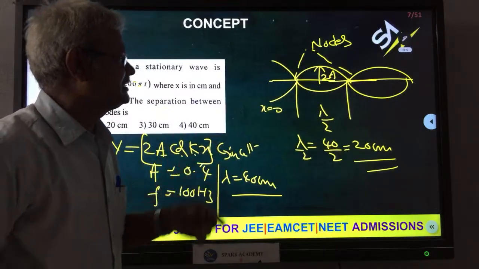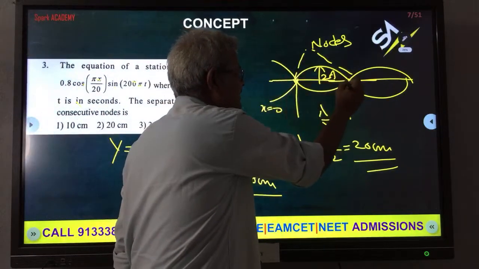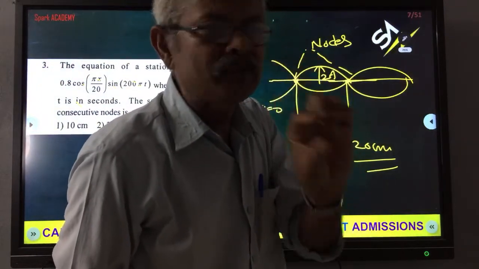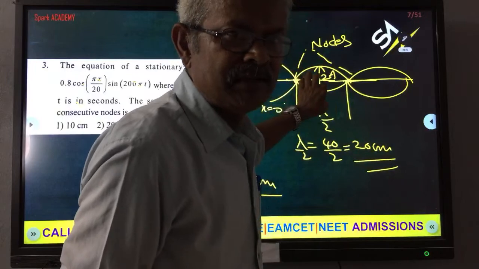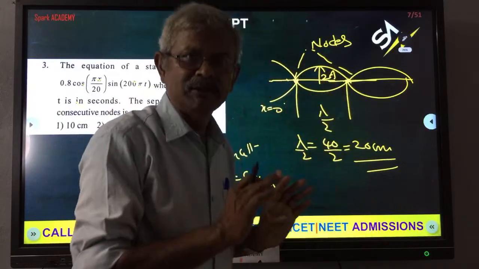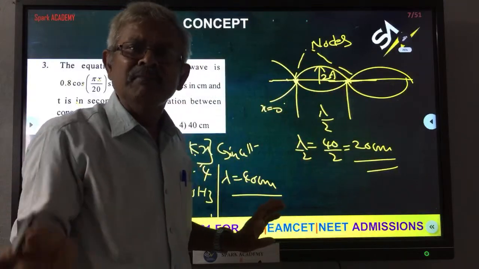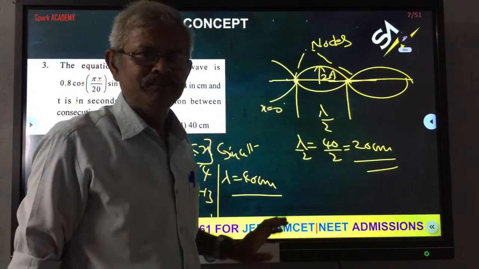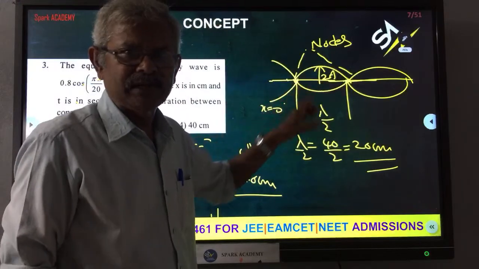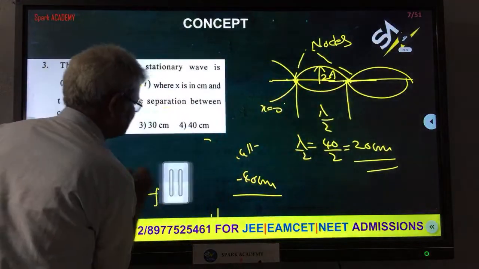So like that, this is the equation of a standing or stationary wave. What are these nodes? Nodes means minimum displacement. Pressure node means minimum pressure. So don't think nodes always means minimum displacement. It is the minimum value of the quantity. Displacement node, minimum displacement. Here we will go to the last question.